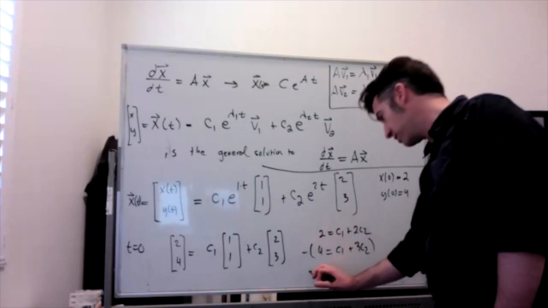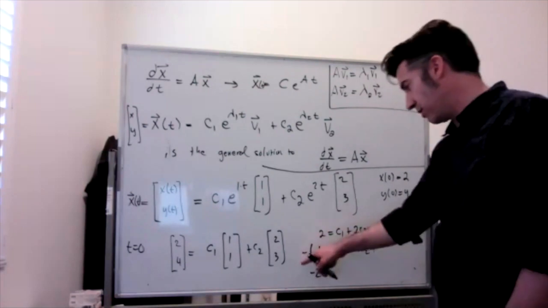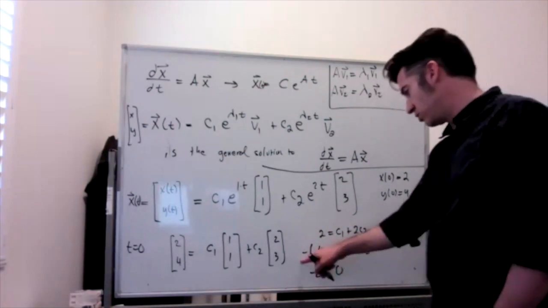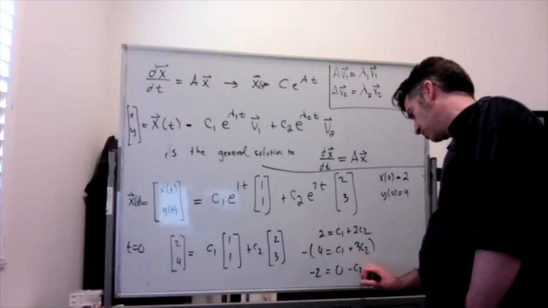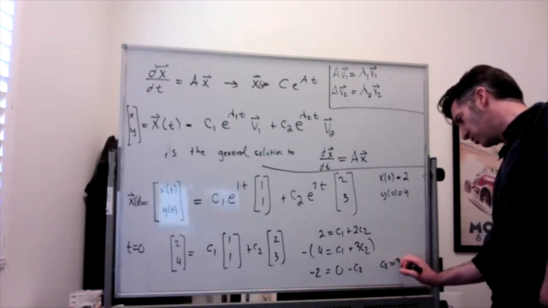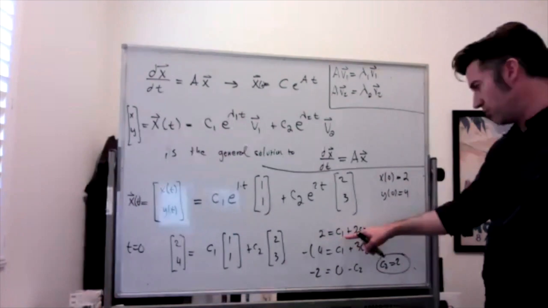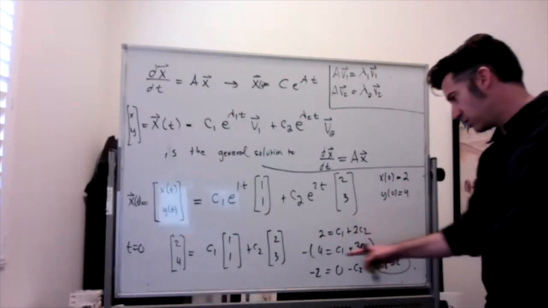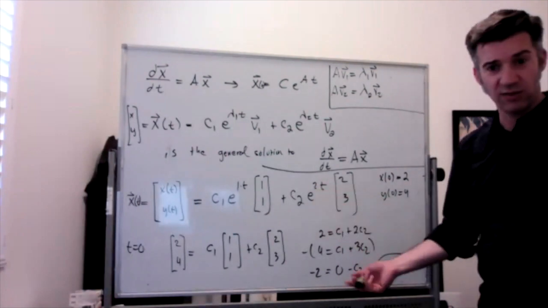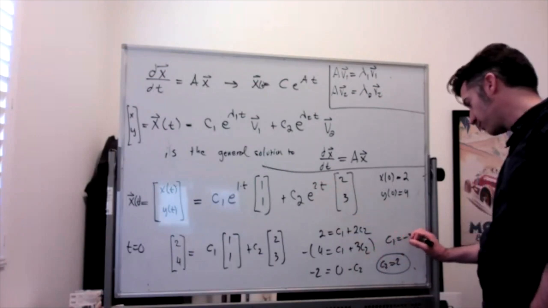So 2 minus 4 is negative 2. C1 minus C1 is 0. 2C2 minus 3C2 is negative C2. So that's going to give me C2 equals 2. And then plug that back in here. 2 equals C1 plus 4. So subtract 4, 2 minus 4, so C1 is negative 2.